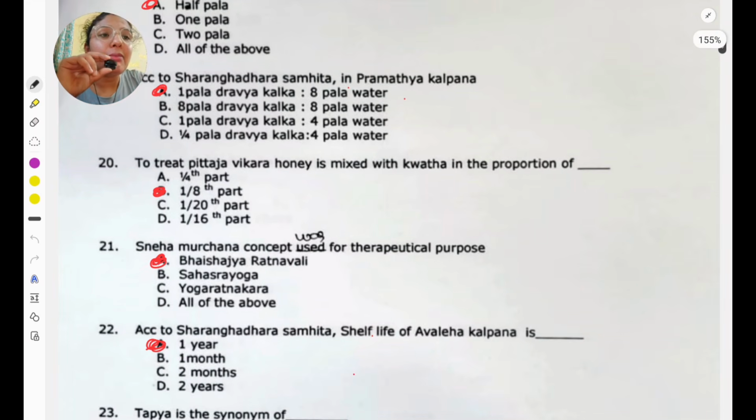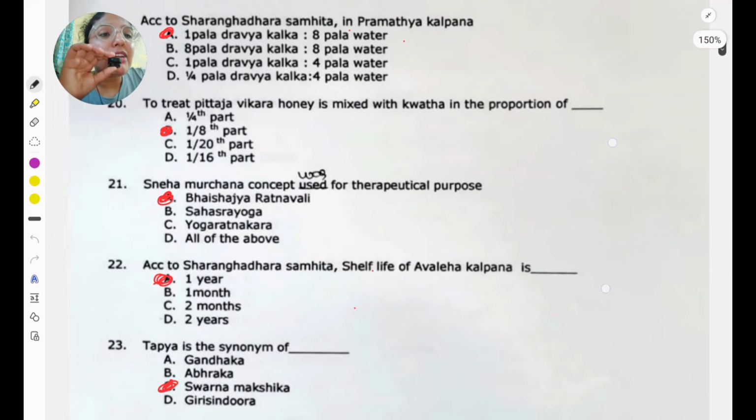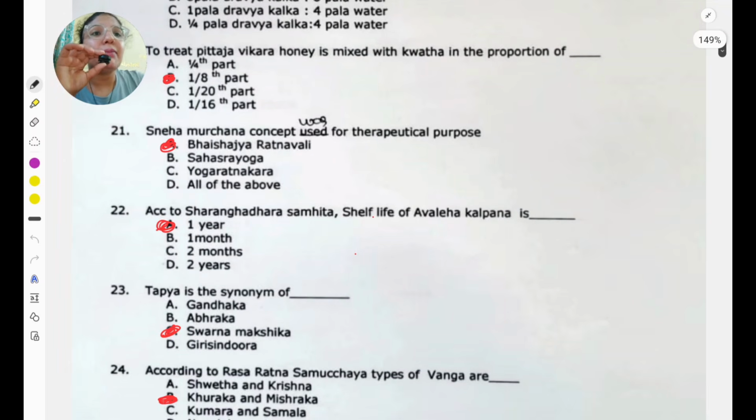According to Sharangdhara Samhita, Panitya Kalpa. Panitya Kalpana is actually an Upakalpana of Kashaya Kalpana, in which we take 1 part of the Dravya, that is Kalka, and 8 parts of water, reduce it to half, and the dose is 2 pala. To treat Pittaja Vikara, honey is mixed with the Kvatha in the proportion of 1 by 8. Actually honey and sugar are used 1 by 8 in Pitta, but in Vata and Kapha the proportion will change.